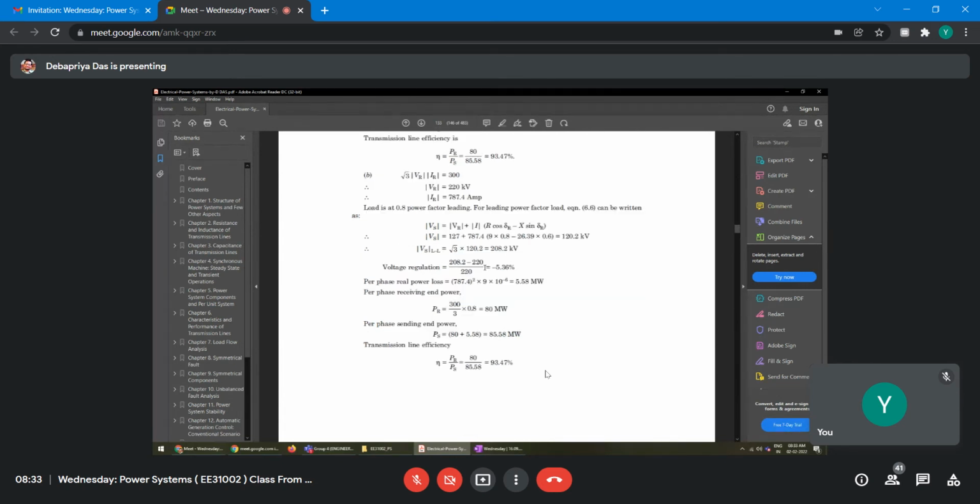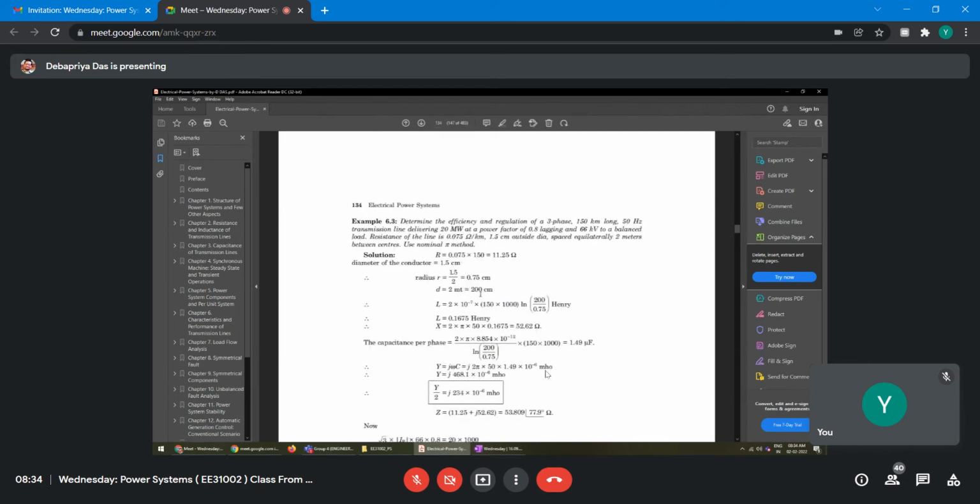Result will be different because of leading power factor, right? And accordingly you will get efficiency, you will get 93.57, because whether it is lagging or leading, whatever it is, if you look into it, the current magnitude remains same, right? Therefore efficiency is not changing, but other things are changing. Regulation is now changed, right? Because the sending end voltage will be different, right? So that is the thing. So this is lagging and leading power factor.